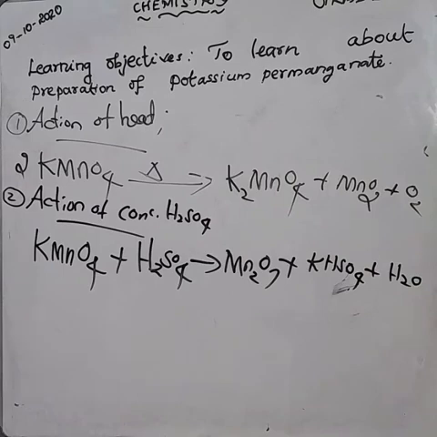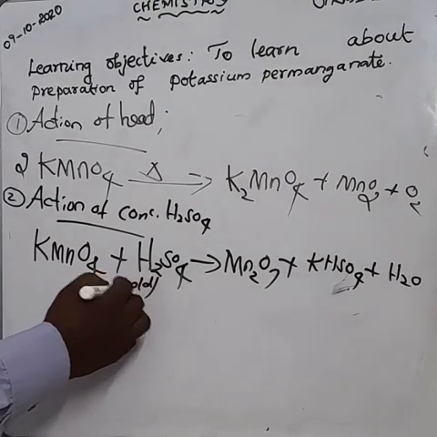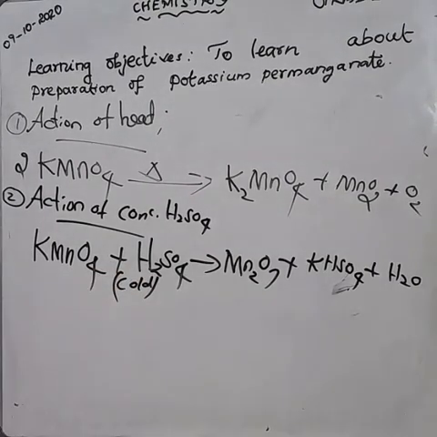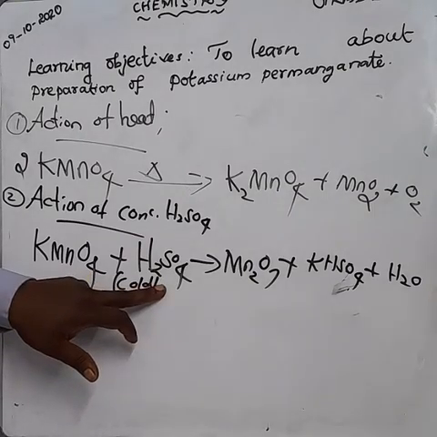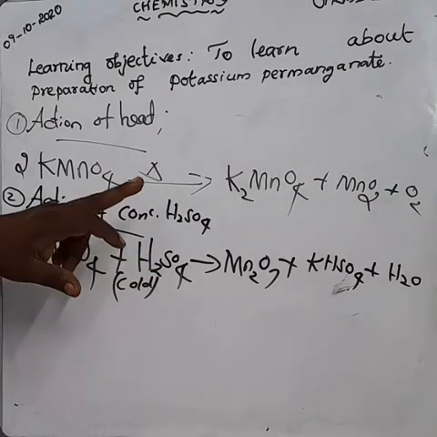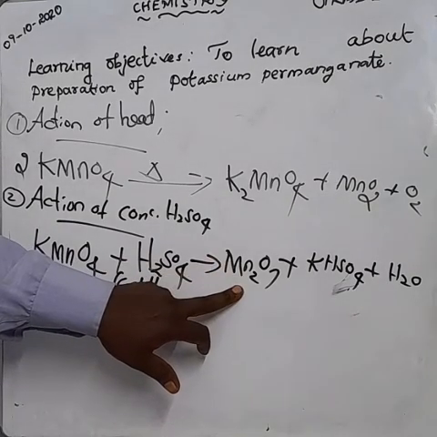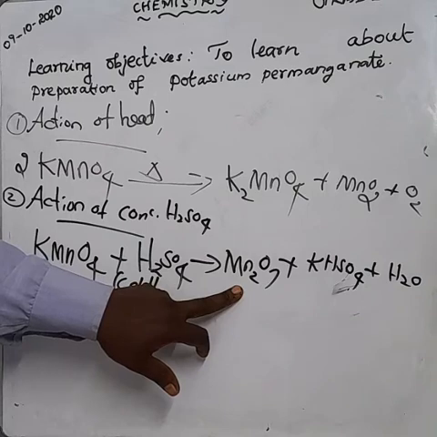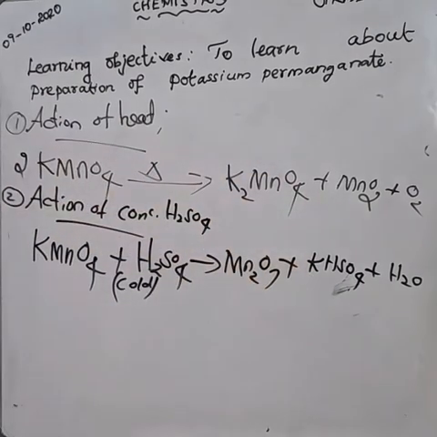Here potassium permanganate, this is a cold condition. Potassium permanganate reacts with the cold concentrated sulfuric acid. It decomposes to form manganese heptoxide. The formula is Mn2O7 with potassium bisulfate and water.